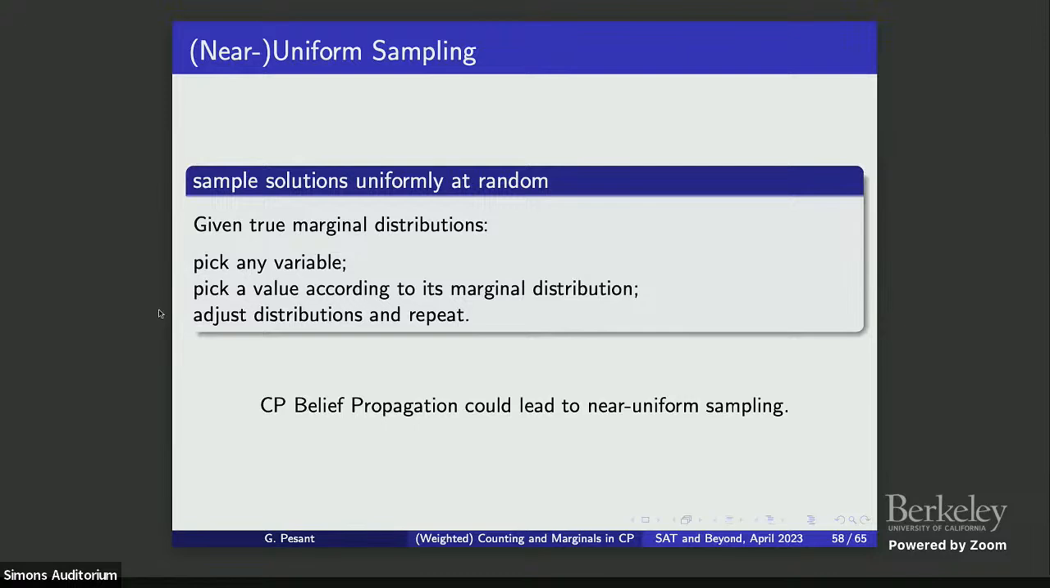So you could say, I pick any variable, I pick a value according to the marginal distribution, which, if it accurately reflects how the value appears in solutions, I readjust the distribution and repeat. So that potentially can help you do sampling.